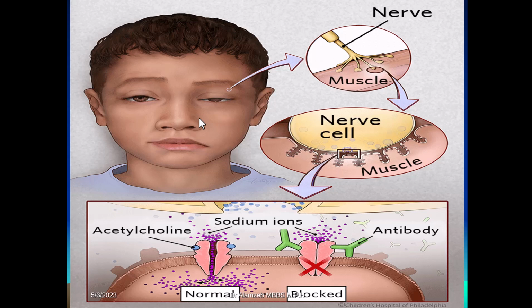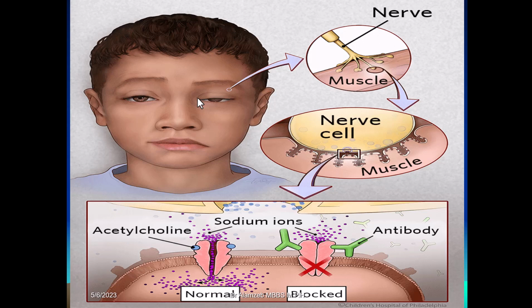When we try to talk with this patient, he can speak a few words. After that, he stops talking. Or when food is presented to him, because his muscles are paralyzed, he cannot take much food. So this is the difference between facial palsy and myasthenia gravis.